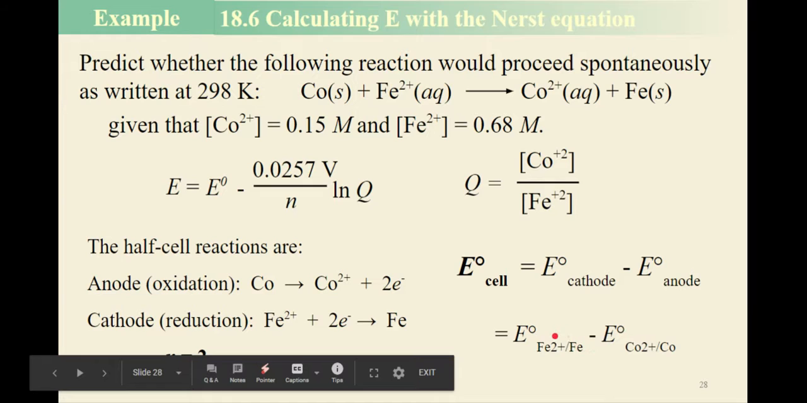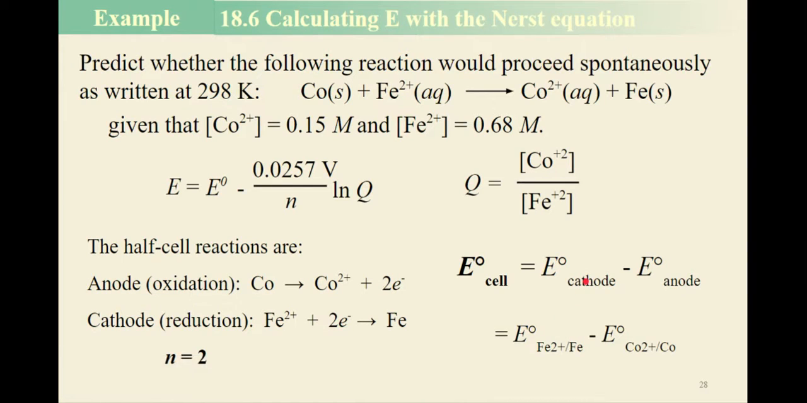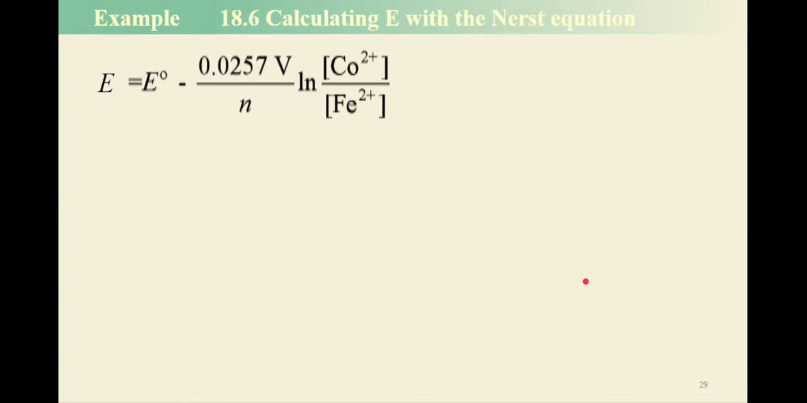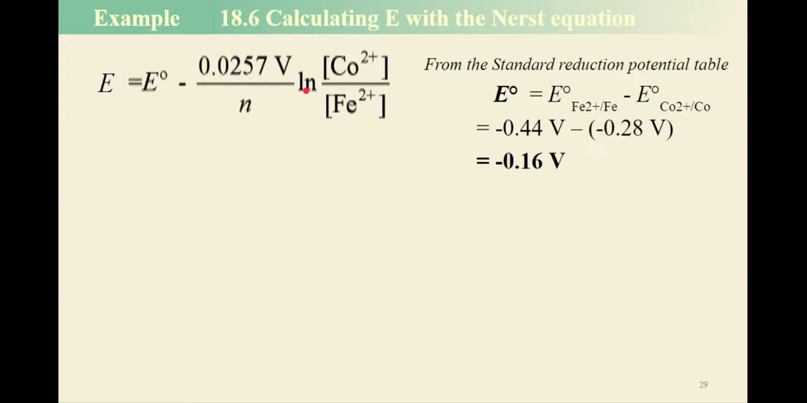And again, iron is serving as our cathode because it is getting reduced, and cobalt is getting oxidized, so it is our anode. So here's what that looks like. Here's the resolution of that, it's terrible. Here's that equation. Again, we're going to look up iron and it's negative 0.44. We're going to subtract cobalt, which is negative 0.28, and we get a standard reduction potential of negative 0.16.